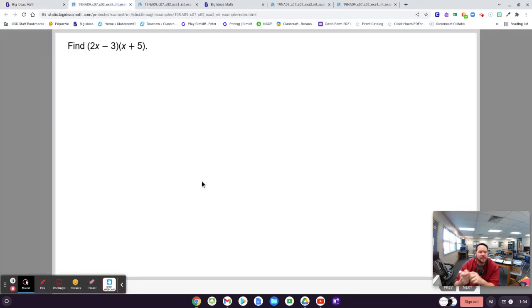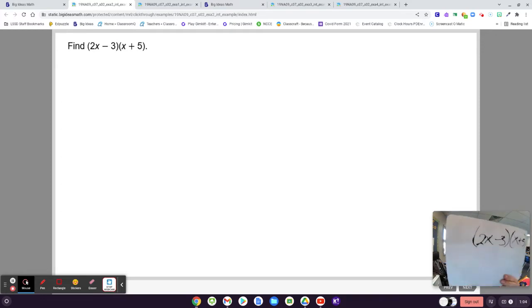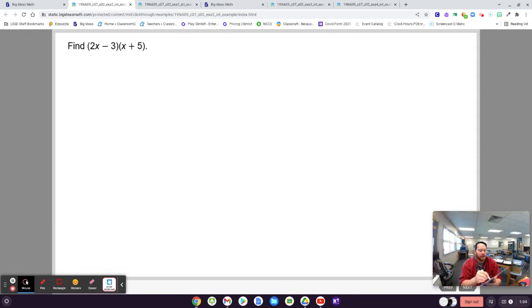First, if you're going to multiply 2x minus 3 times x plus 5, here's what not to do. It doesn't ever work. This is the most common mistake. Of course, none of you will ever do this. So the most common mistake is you do 2x times x is 2x squared, and then negative 3 times 5 is negative 15. So I'm just going to say 2x squared minus 15.